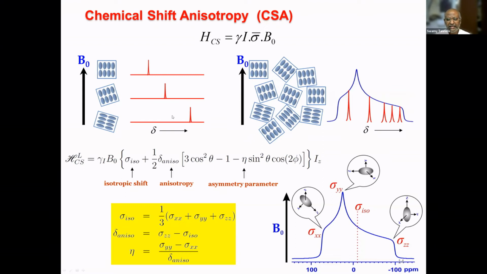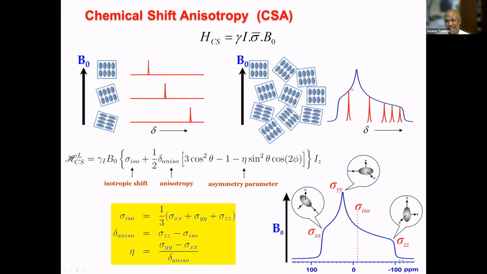When you have so many kinds of orientations in a given sample, you get so many signals. That means each orientation contributes a signal, so you get a powder pattern. This is nothing but a powder pattern of a chemical shift. So this chemical shift will not be of use since we are talking about sigma iso. So what we need is the isotropic chemical shift. So how to get rid of this anisotropy? Why do we call it anisotropy?